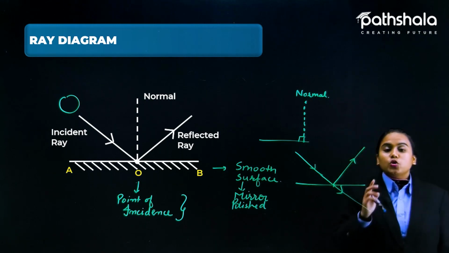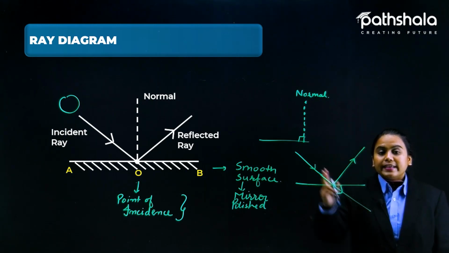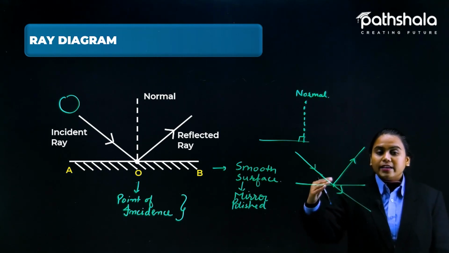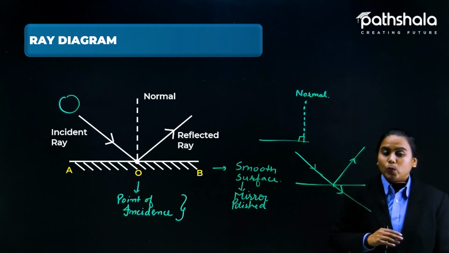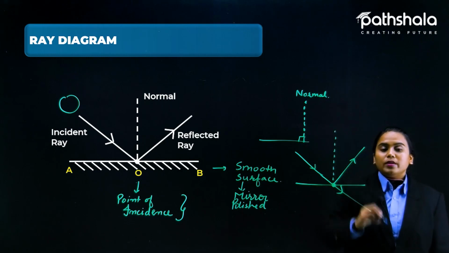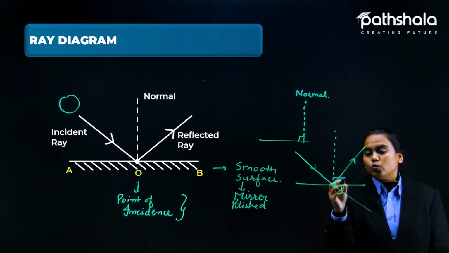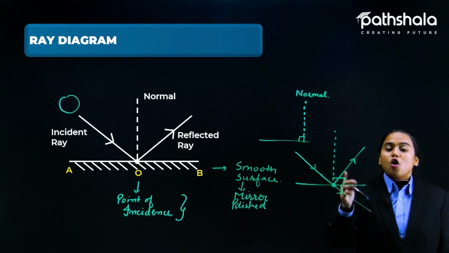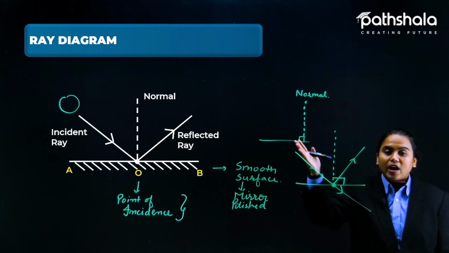So now we can say that the incident ray is the ray which is coming, and the reflected ray is the ray which is going, and from the point of incidence we have one normal that is perpendicular to the surface on which the light is striking.